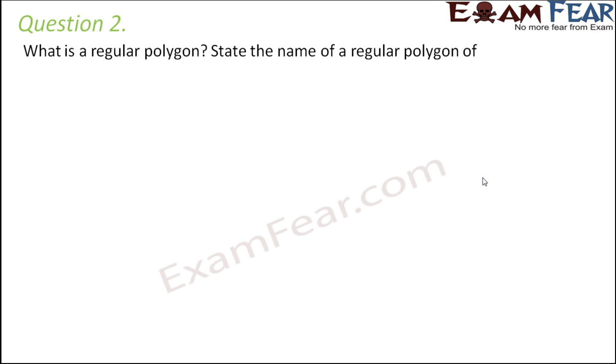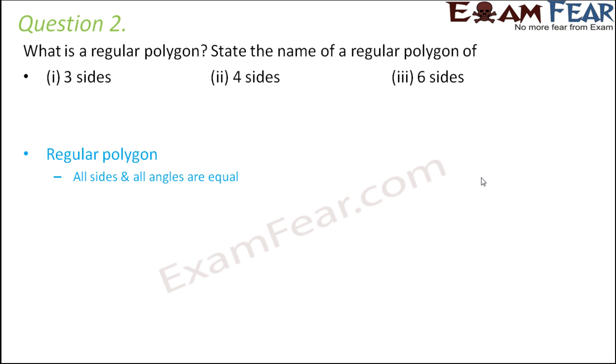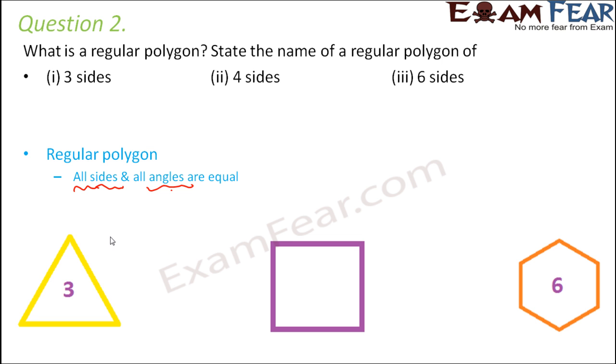Question number 2. What is a regular polygon? State the name of a regular polygon of 3 sides, 4 sides and 6 sides. As mentioned before, in a regular polygon, all the sides and all the angles would be equal. And obviously it has to be a polygon, that is, a simple closed curve made up of only line segments. Now, what would we call a polygon with 3 sides? A triangle. 3 means tri. A polygon with 4 sides would be a quadrilateral. And a polygon with 6 sides would be a hexagon.